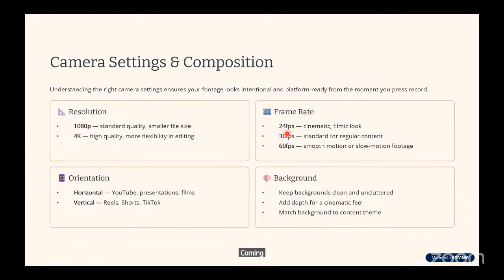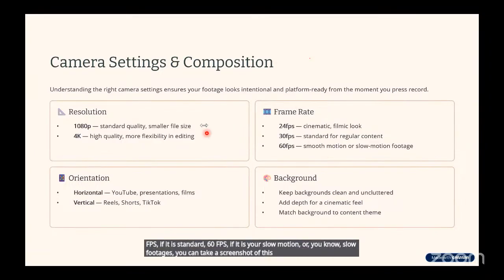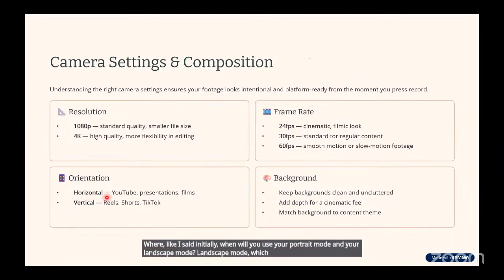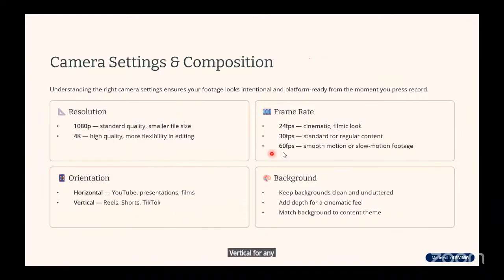Coming to your frame rate, 24 FPS, which is for your cinematic and all of that. 30 FPS if it is standard. 60 FPS if it is your slow motion or slow footages. You can take a screenshot of this. This is very important. Now, like I said initially, when will you use your portrait mode and your landscape mode? Landscape mode, which is your horizontal, you will use it for YouTube, presentation, films. Vertical for any social media content, you will go ahead and use vertical or portrait.